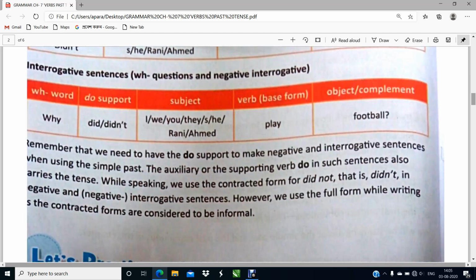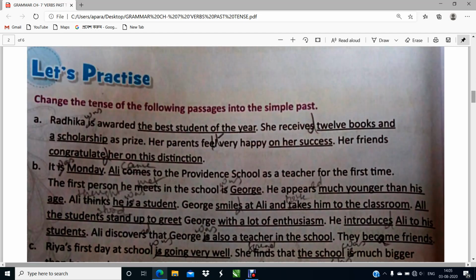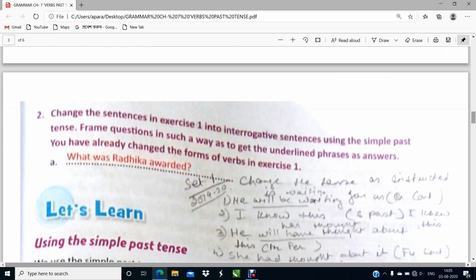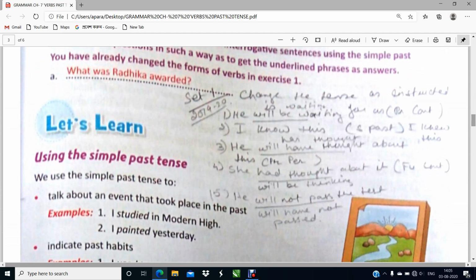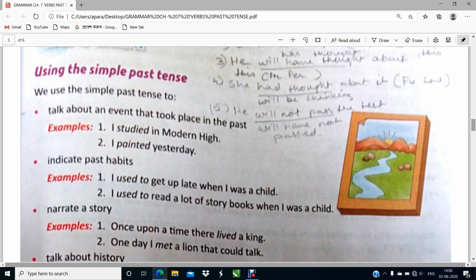This one I'll be sending to you all, and you will write it down here. Coming up on the next page, we have using simple past tense. When do we use simple past tense? We use simple past tense when we talk about an event that took place in the past. I told you all. For example, I studied in Modern High. We wrote English yesterday. I painted yesterday. These are examples which are given.